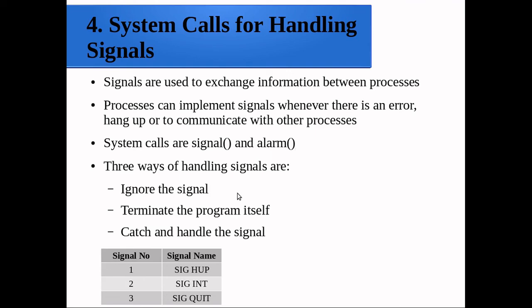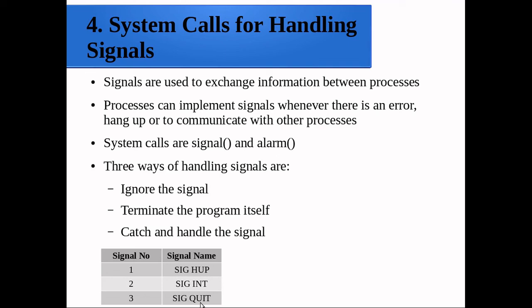And now we are going to see the three ways of handling signals. Whenever a signal occurs, there are three ways of handling it. Either we can ignore the signal, that means we do nothing with that signal. Otherwise, we can terminate the program itself, without handling anything. Otherwise, we can catch and handle the signal. What is the signal indicating? That function we have to perform, catching and handling that signal. These are the three ways of handling a signal. And we have mainly three types of signals, that is SIGHUP, SIGINT and SIGQUIT.